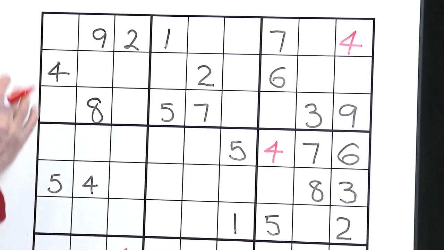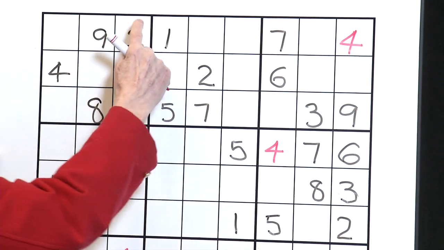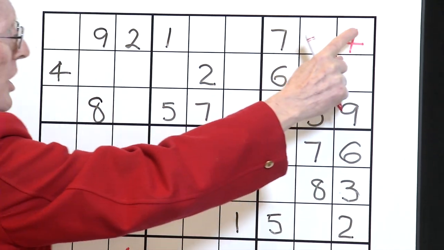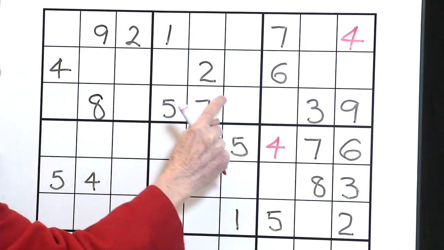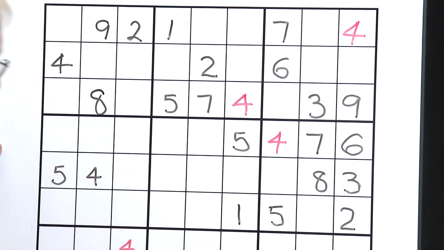Now, this set of blocks has got 2 4s, and this middle block doesn't have a 4. So, guess what? We have a top, we have a middle. Here we go. We put it in the bottom. So we got another 4.